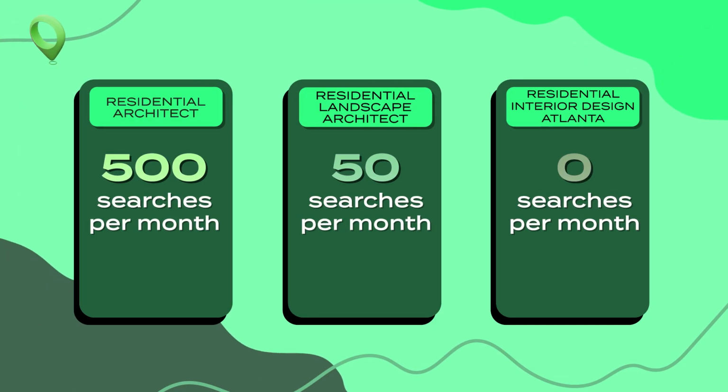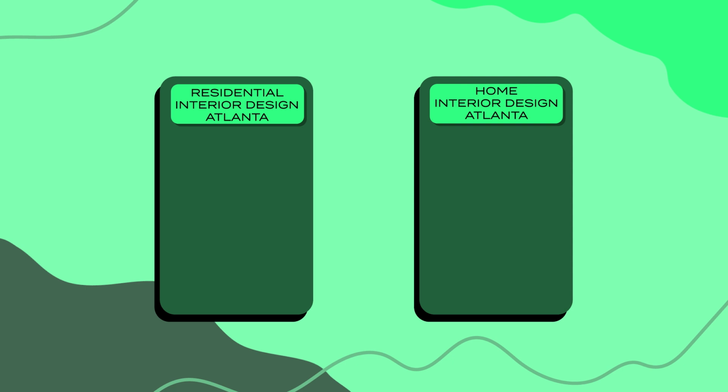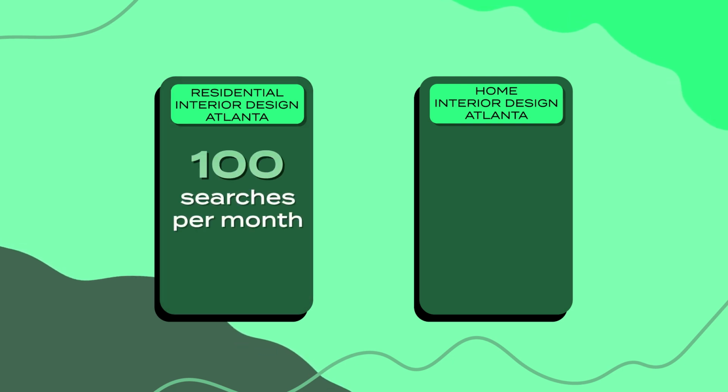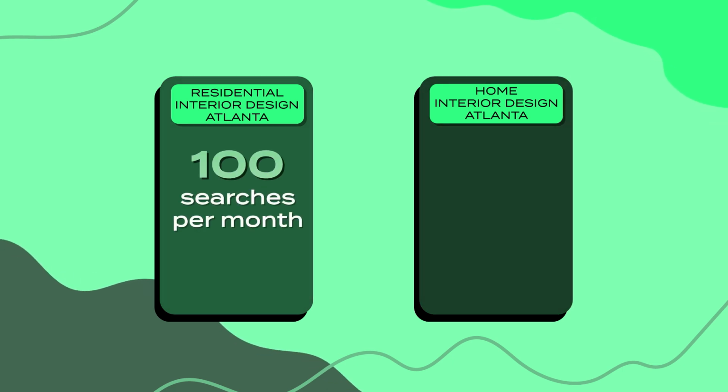Going back to one of our previous examples, residential interior design Atlanta had 0 searches per month, but I did not stop there. After doing some further investigating, I found some variations. Residential interior design Atlanta has 100 searches per month. Home interior designers Atlanta has 200 searches per month. By trying different variations, I was able to find keywords with search volume.